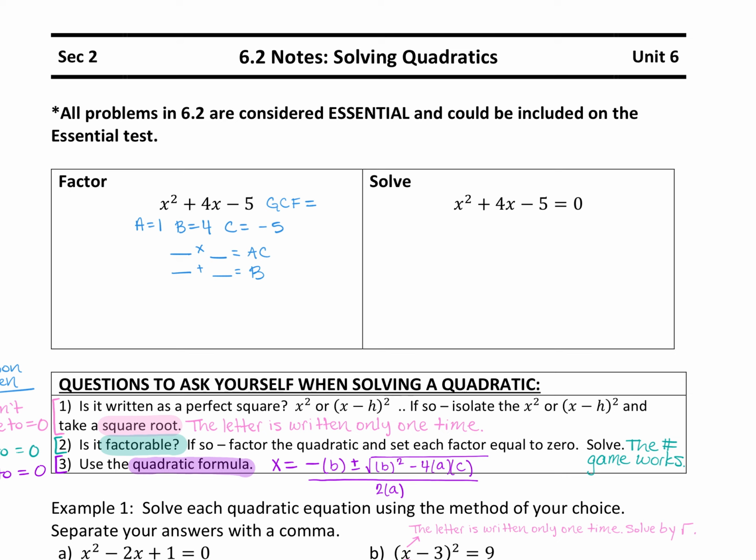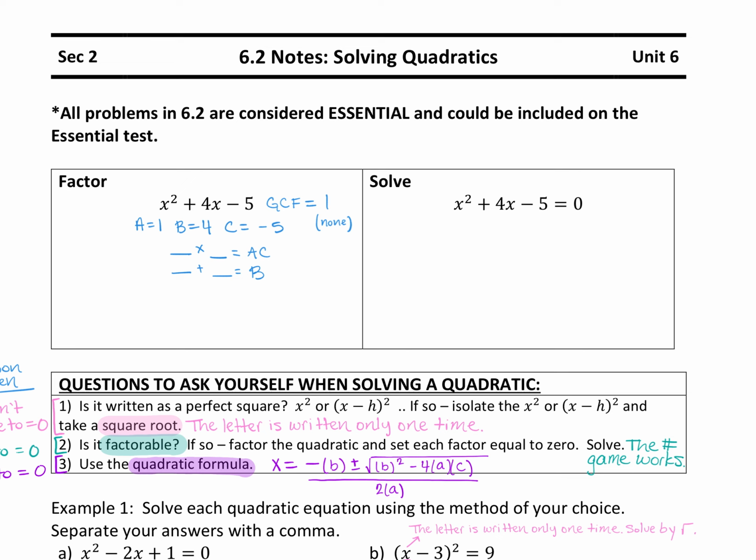When we factor, you first need to identify the GCF, which in this case is 1. So there's really none. There's nothing we do with the GCF of 1. It doesn't change our problem. And we identify our A, B, and C. Then we do our number game.